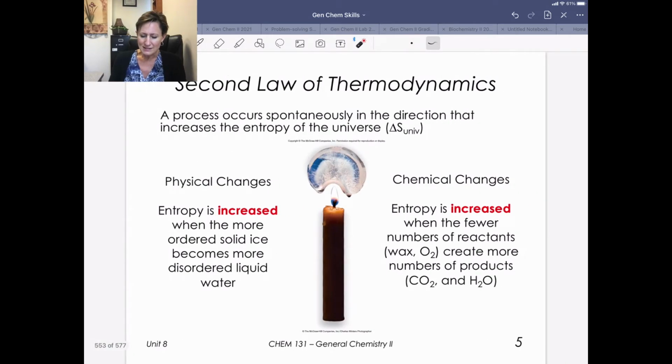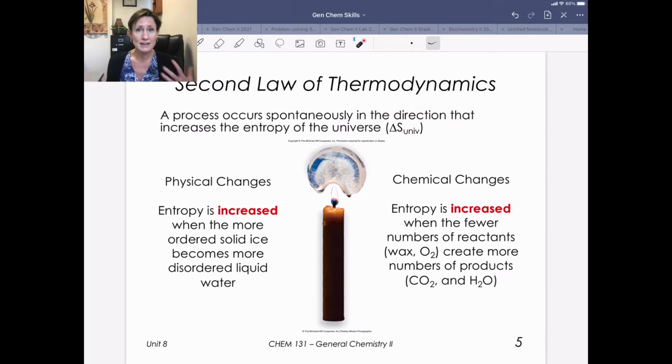And the reason is we think about the second law of thermodynamics. So the second law of thermodynamics basically says that processes that occur spontaneously occur in the direction that increase the entropy of the universe. So we're going to see an equation on the next slide that allows us to think about and calculate the entropy of the universe.